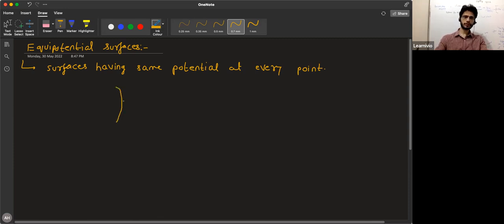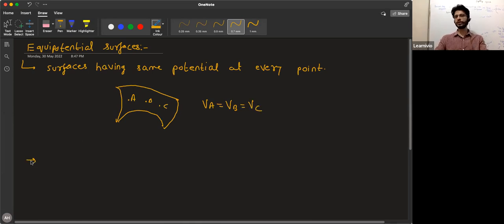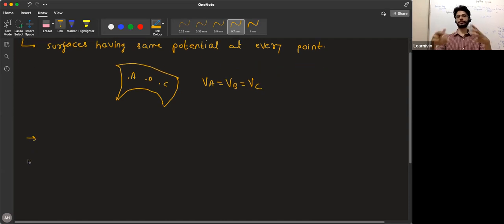So let's say this is an equipotential surface. If I mark 2 or 3 points on the surface, this is point A, this is point B, this is point C. Potential at each and every point is the same. VA is equal to VB, which is equal to VC. This is the definition of an equipotential surface. One example of an equipotential surface is a sphere.